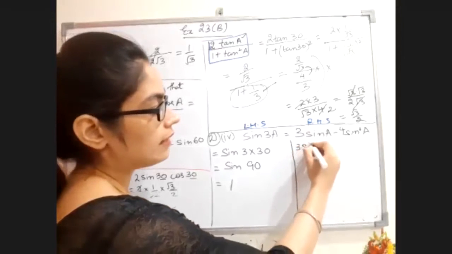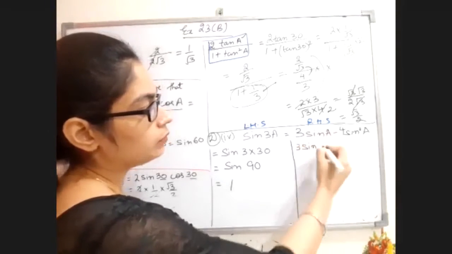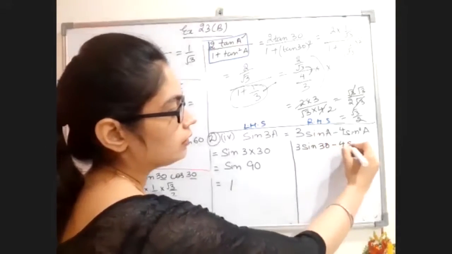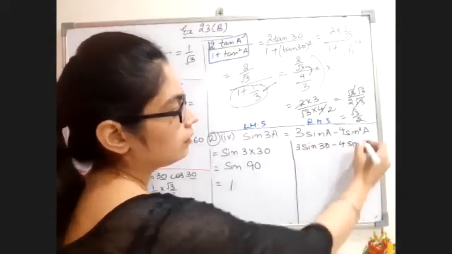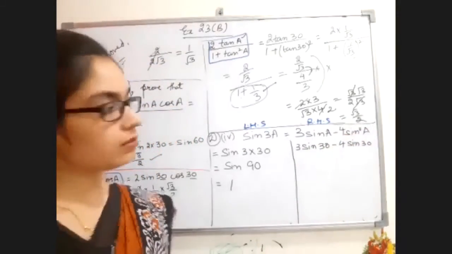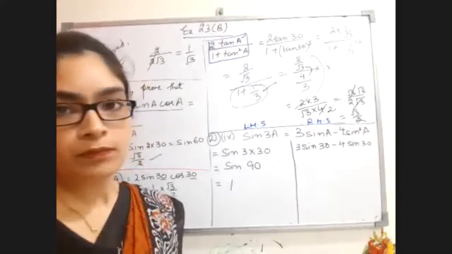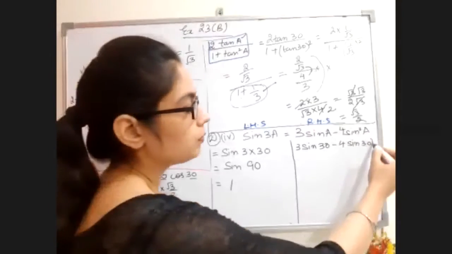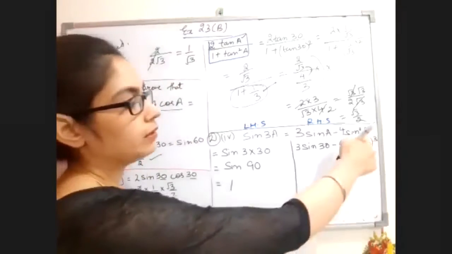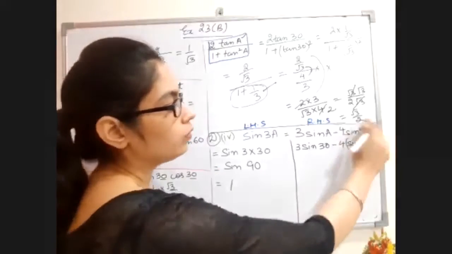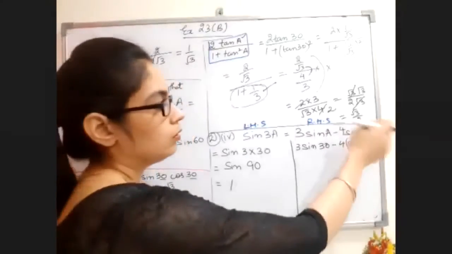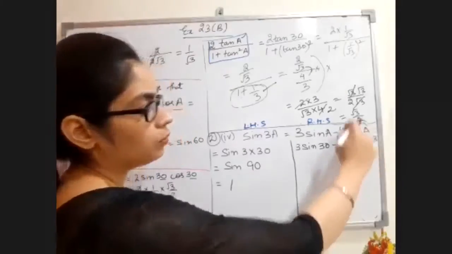So 3 into sine, in place of A, I write 30. Again, 4 sine 30. So what is the meaning of this 3 which is written with the sine? Cube. This cube means whole cube. This cube is with the sine, the trigonometric ratio. Don't confuse it and write it with A. So this cube means whole cube.